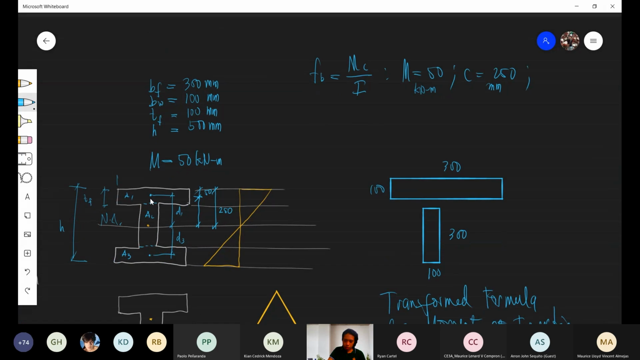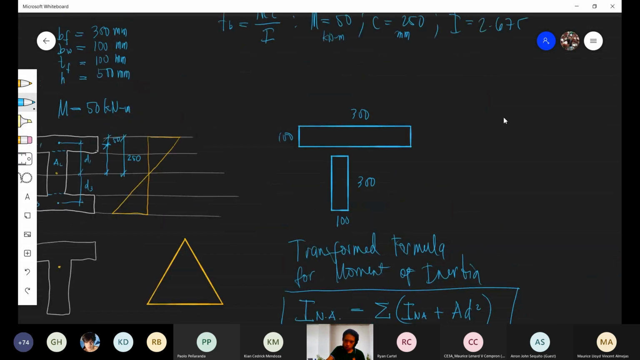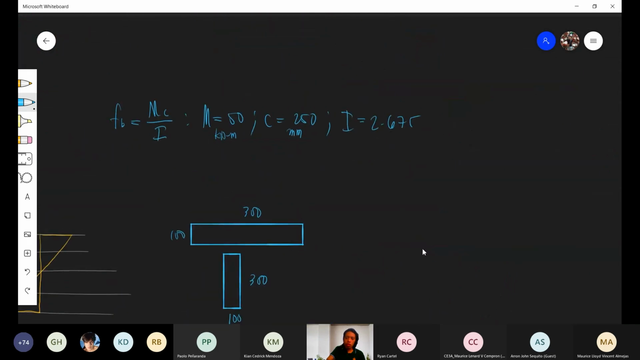Now we will solve for the percentage. We already have the value of I here. What's the value of I? That is 2.675 times 10 raised to 9, in mm raised to 4. So you can now get f_b.